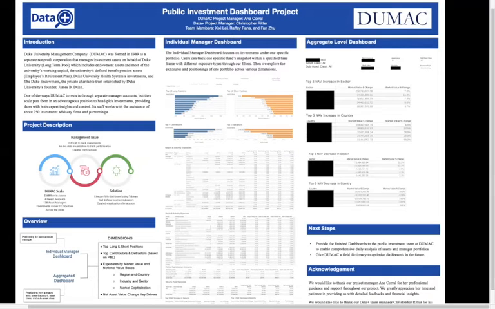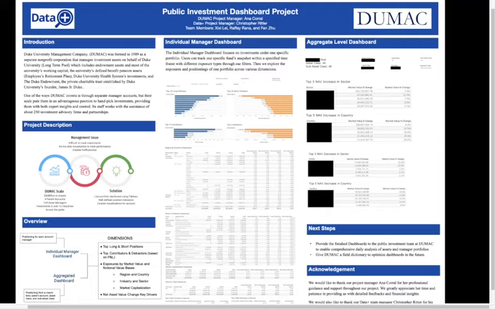So first, a little bit about the Duke University Management Company, DUMAC. It was formed in 1989 as a separate nonprofit organization that manages investment assets on behalf of Duke University, also known as the Long-Term Pool. Some of its assets include most of the university's working capital, its defined benefit pension assets, also known as the Employees Retirement Plan, the university's health systems investments, as well as the Duke Endowment, which is a private charitable trust established by Duke University's founder, James B. Duke. And we've been working very closely with the public investment team at DUMAC.